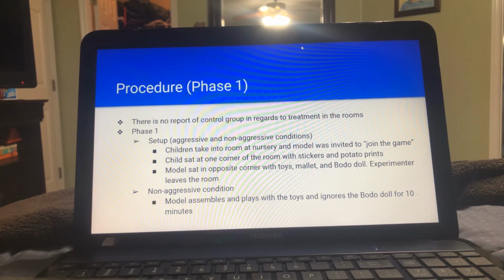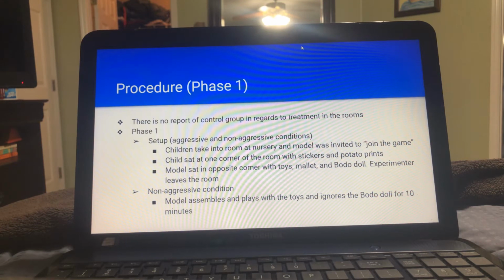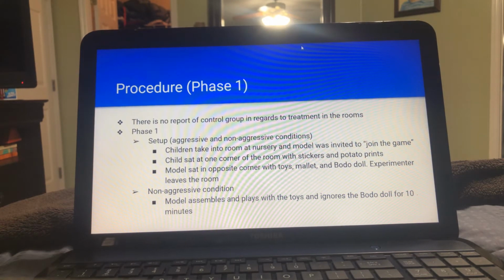For phase 1, the setup for both the aggressive and non-aggressive conditions, children were taken into a room at the nursery, and the model was invited to join their game. The children sat at one corner of the room with stickers and potato prints, while the model sat in the opposite corner with the toys and the mallet and the Bodo doll, and then the experimenter left the room. The non-aggressive condition in phase 1, the model assembles and plays with the toys and ignores the Bodo doll for 10 minutes.